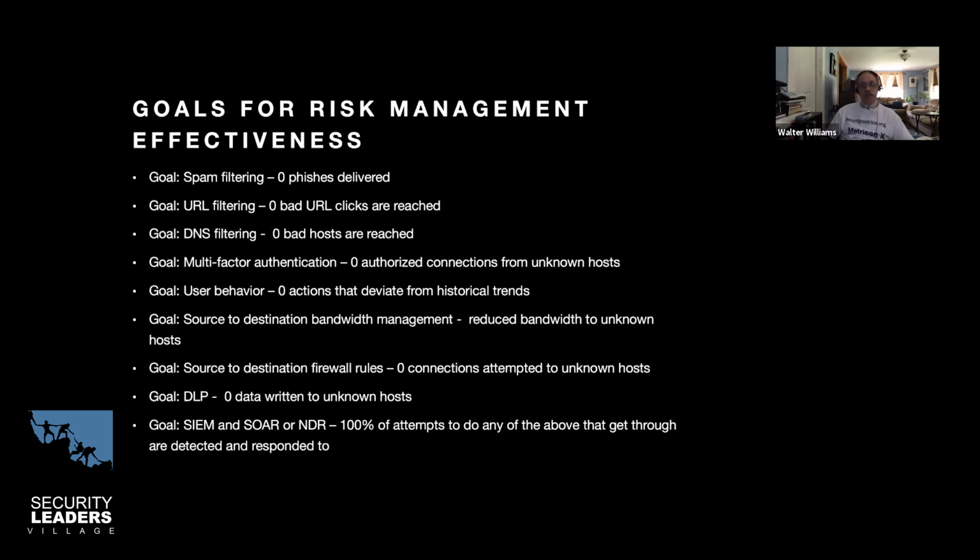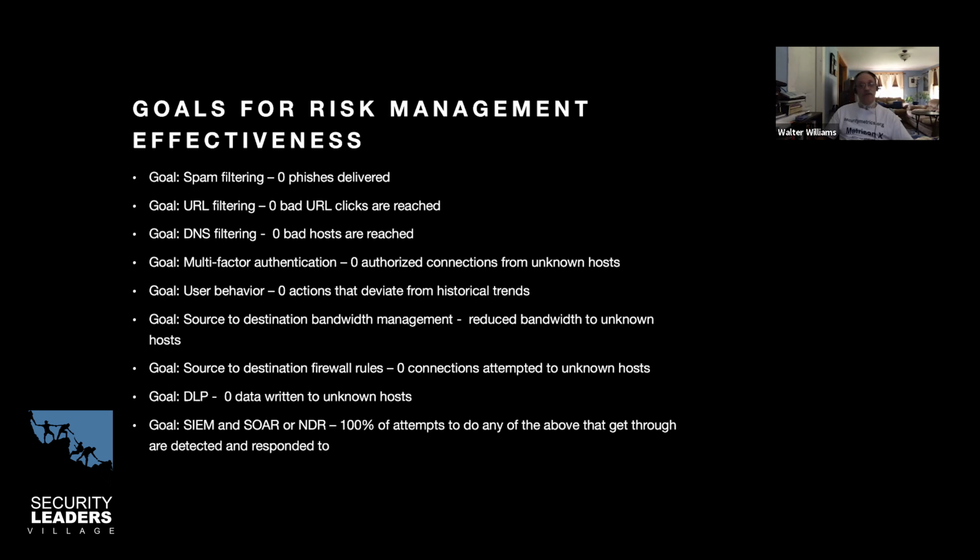Setting up goals for these things, you want to set your goals for the best case scenario so that you have 0 phishes that are delivered ever. You have 0 bad URLs clicked. I know, Nirvana. You have 0 bad hosts that are reached. You have multi-factor authentication that has 0 unauthorized connections from unknown hosts. You have user behavior where 0 actions deviate from your historical trends.